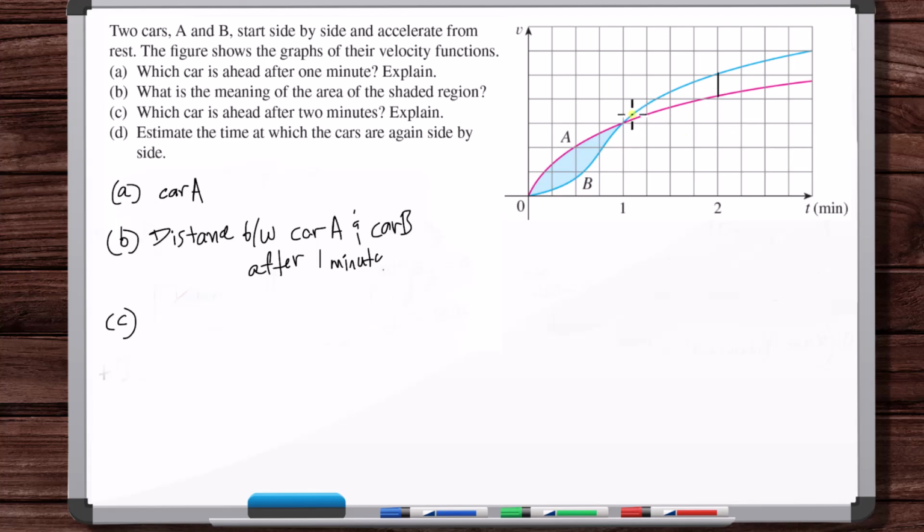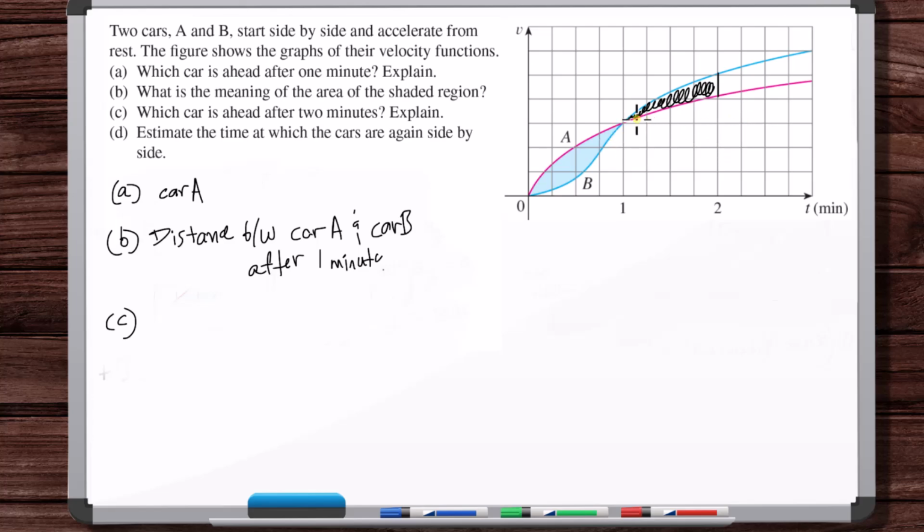What we need to do is, if we knew this area, all we need to do, we don't need to know what this area is. We just need to know which area is larger, this area or this area. And it looks like this area is larger because this area represents how far car A is ahead of car B after 1 minute. This area would represent, since car B is traveling faster, how much further car B traveled than car A over this time interval.